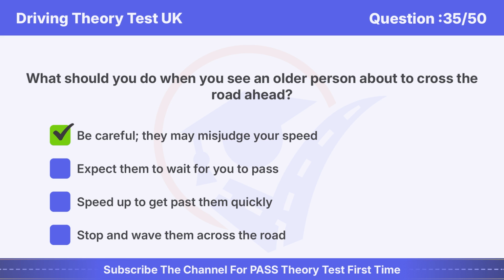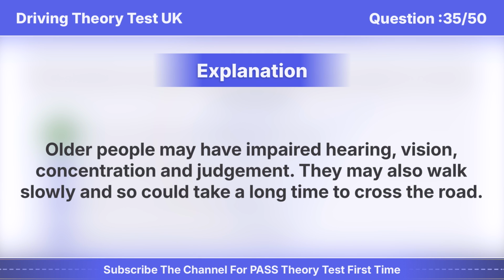Answer is A. Be careful. They may misjudge your speed. Older people may have impaired hearing, vision, concentration, and judgment. They may also walk slowly, and so could take a long time to cross the road.